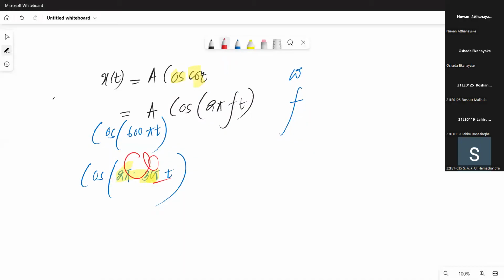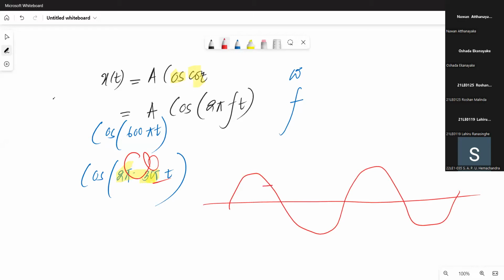What I want to highlight here is this: if I simply say this is your sinusoid, we have positive, negative, positive, negative. If you do the square, these negative components are basically moved to here.